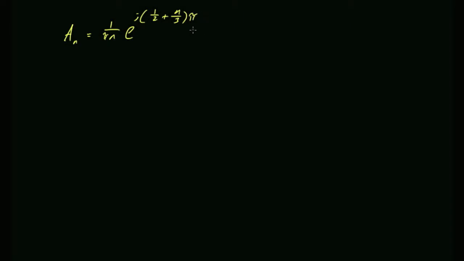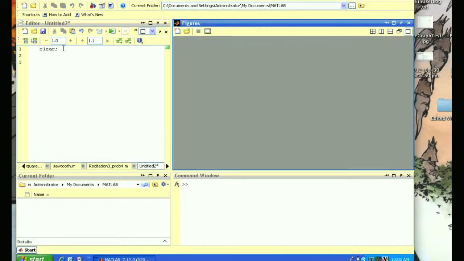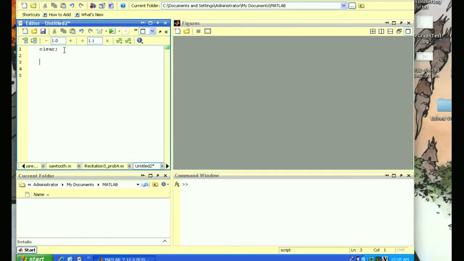Okay, no problem. So practice writing a MATLAB script. So here we go. I've opened up myself a little editor. The first thing I want to do is clear. That clears the memory. Next thing I need is a time vector.